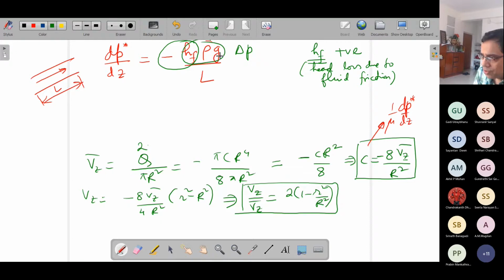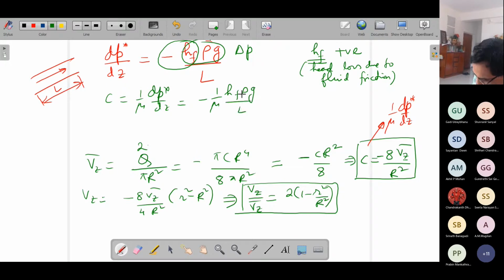So we replace this: C is equal to 1 by mu dP dz, so C is equal to 1 by mu dP star dz. That is minus 1 by mu HF rho G by L. This is equal to minus 8 Vz average by R square, from here. So from here, what we can say is HF equals 8 mu Vz average L by rho G R square.